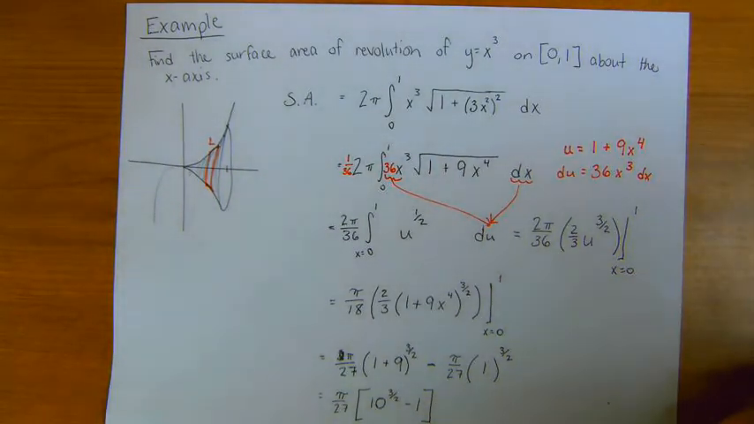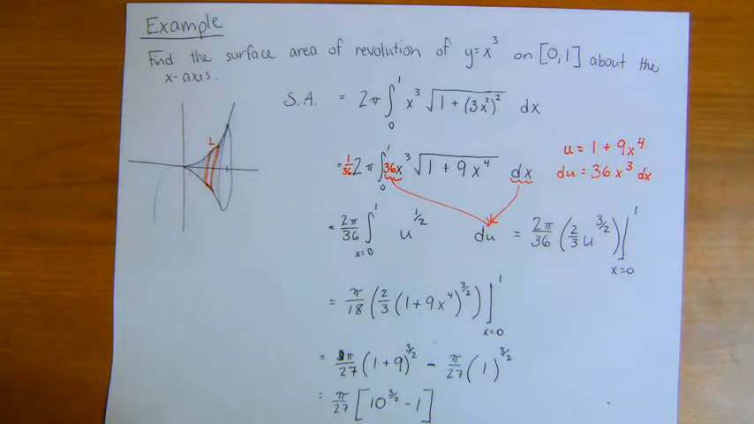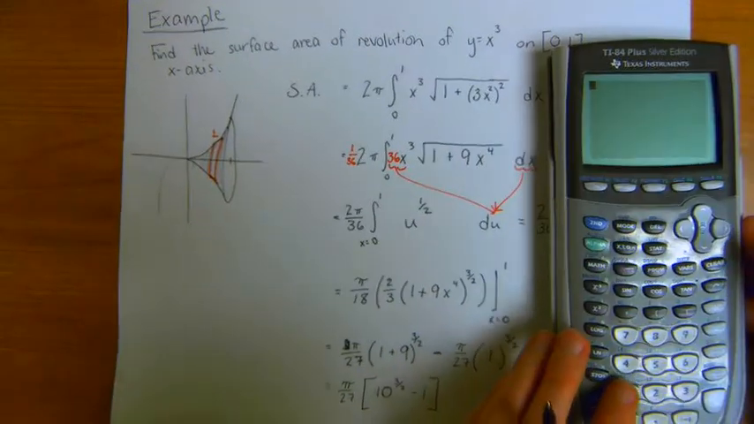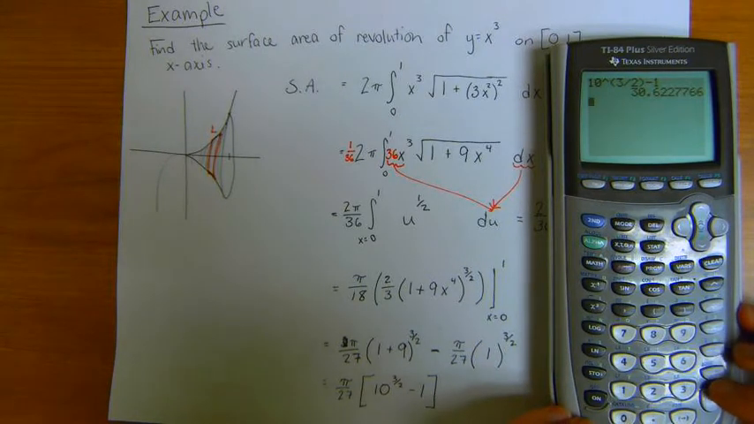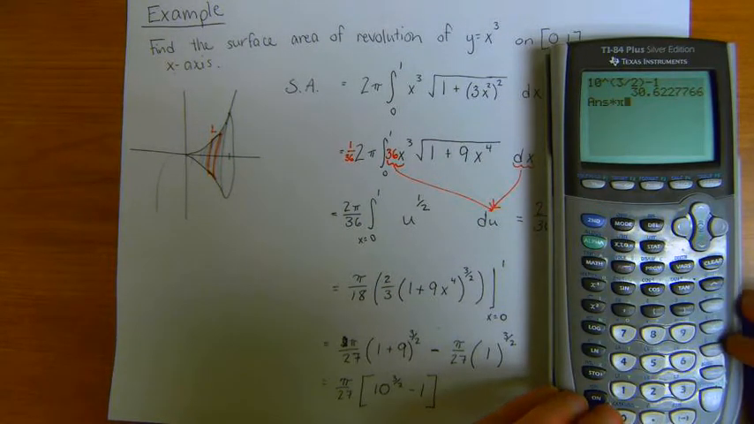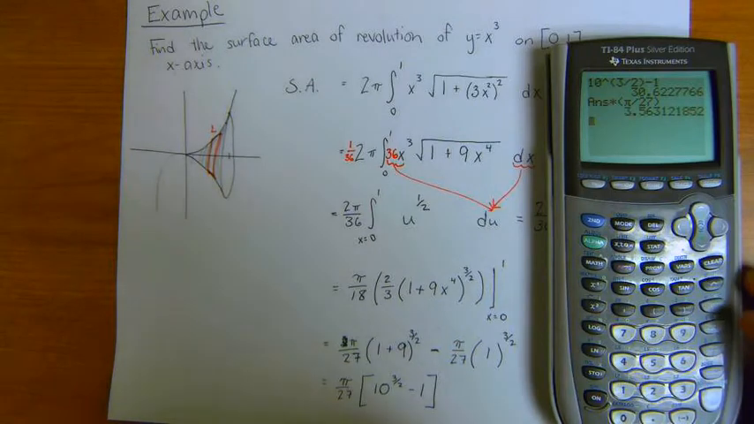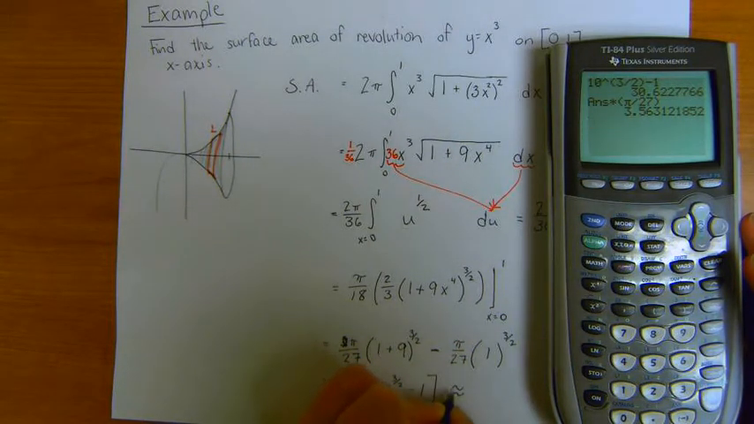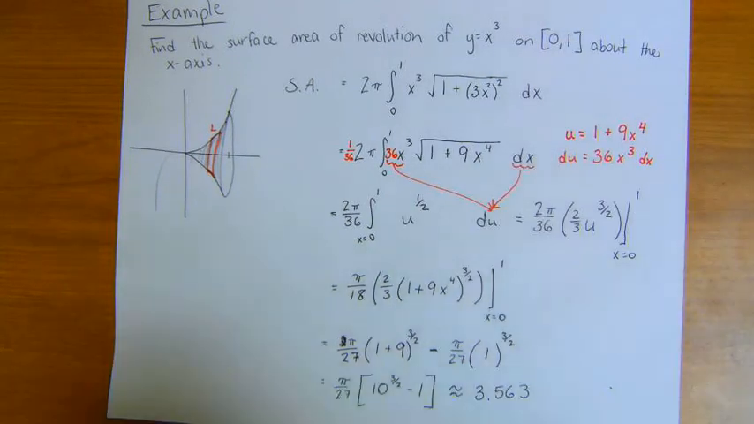And I can type that into my calculator. Let's see, 10 to the 3/2 minus 1, and then I want to take that and multiply it by pi divided by 27, maybe I'll put parentheses, it won't make a difference. And I get that the surface area is about equal to 3.563.